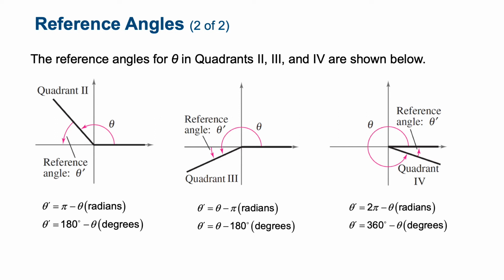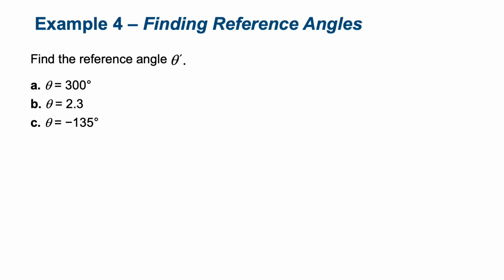Okay, I'll let you think about that. Let's do an example. Let's do some super fun examples. Let's find the reference angle theta prime when theta is 300 degrees, 2.3, and negative 135 degrees. So let's go ahead and look at it.